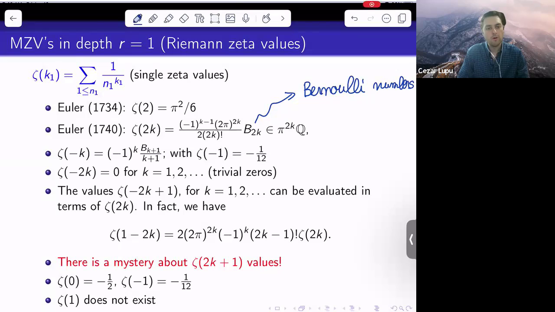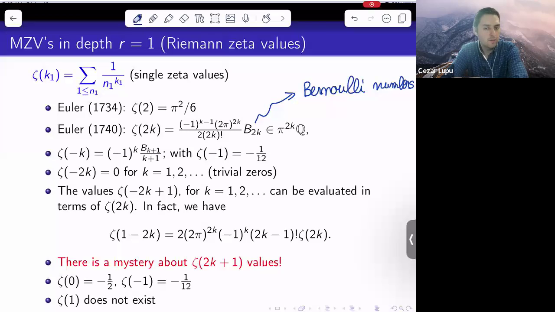We can also compute zeta at negative integers. Again, we can express them in terms of the Bernoulli numbers. In particular, we can go beyond the domain of convergence, as you know, if we define the Riemann zeta function as a complex function.